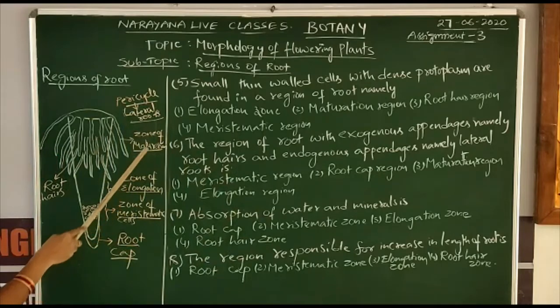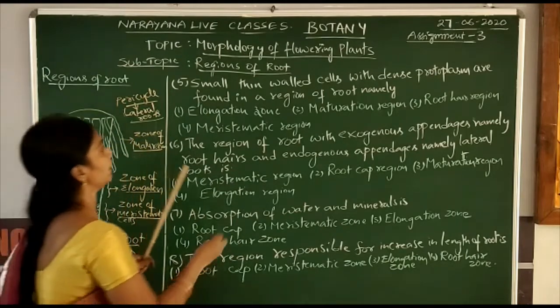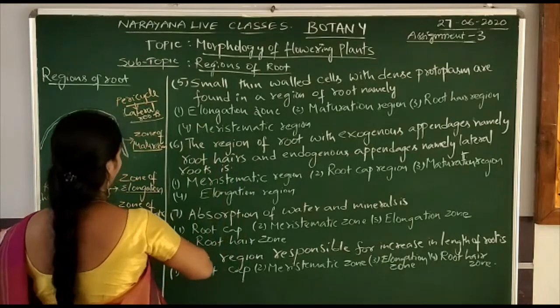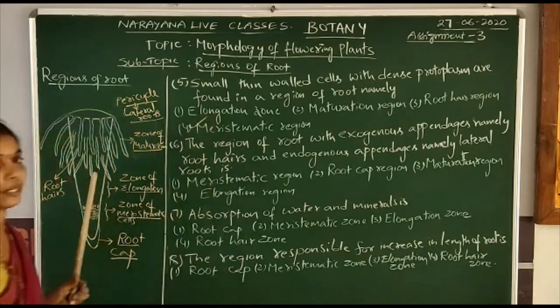zones, children? It is not root cap, it is not elongation, maturation. We can see small thin-walled cells in the zone of meristematic region. So the answer is the fourth option.